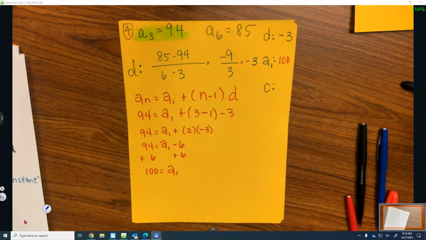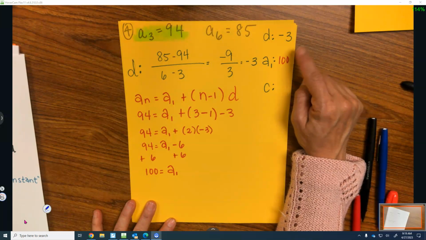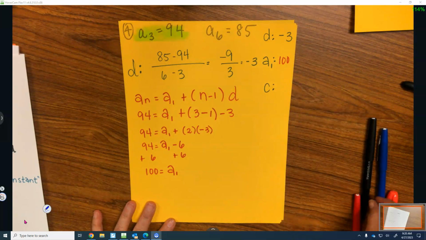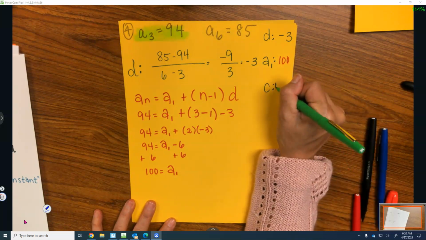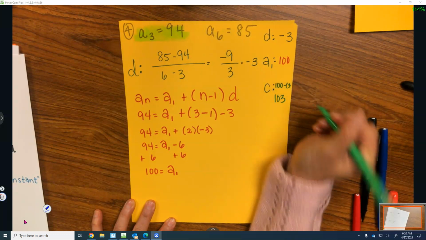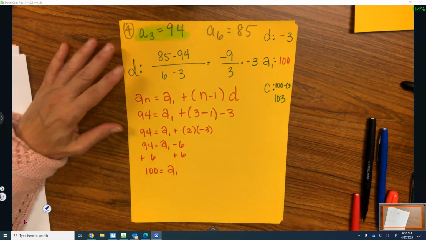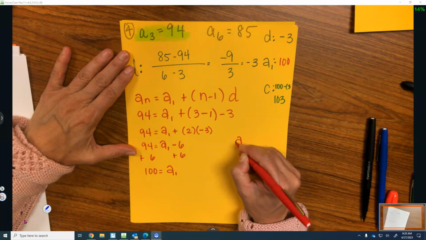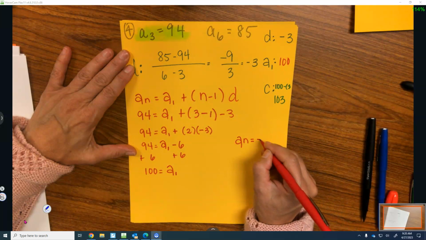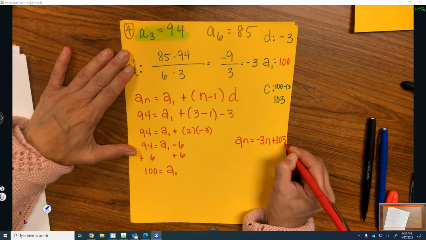Now remember, I needed that to find the constant. And the constant is 100 minus the difference. So the constant is going to be 100 minus a negative 3. So the constant is going to be 103. And that's everything we need now to write the formula. So the formula is going to be a sub n equals dn plus the constant. And that's it.